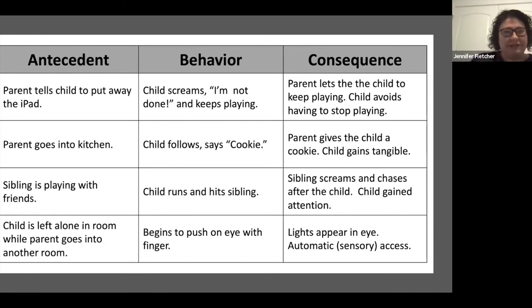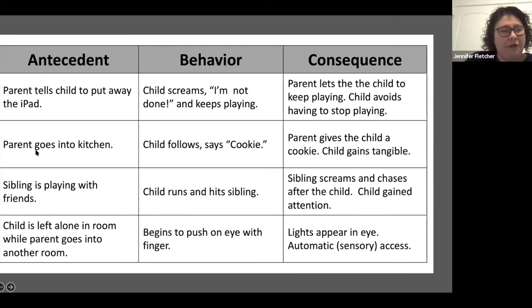So let's take a look at these example behaviors. The first one, the parent tells the child to put away the iPad. This one's a pretty common one where kids don't like to put away the iPad or they like to play on your phone. So the child screams, "I'm not done," and keeps playing, or maybe they just scream. And then the consequence is that the parent lets the child keep playing. So in this case, the child gets to avoid having to stop playing.